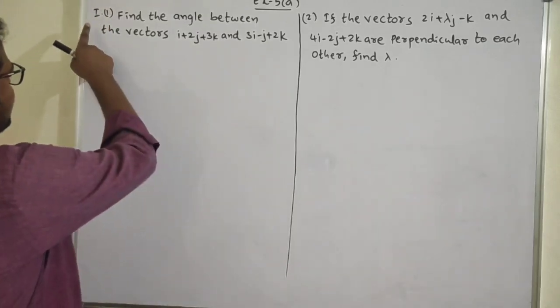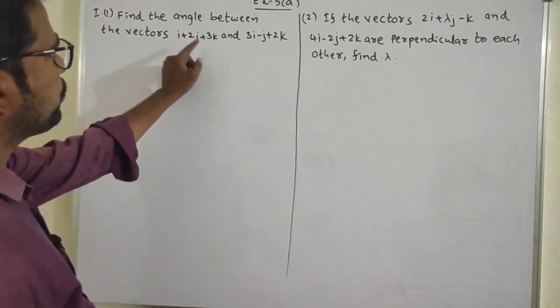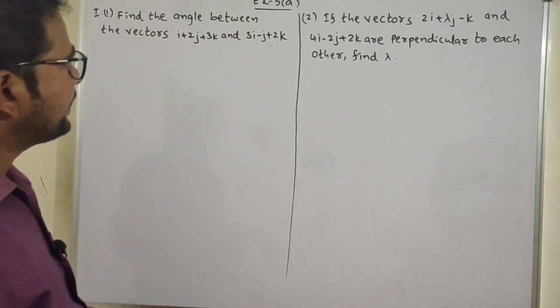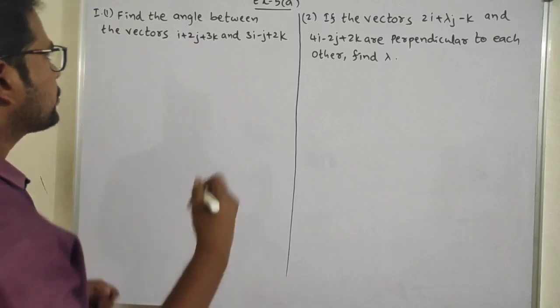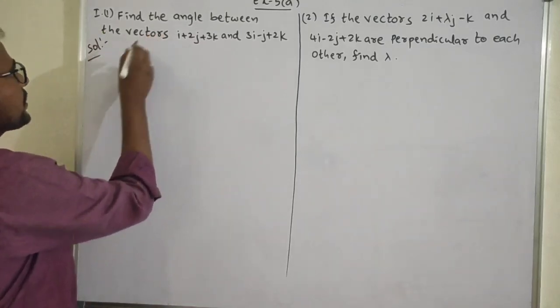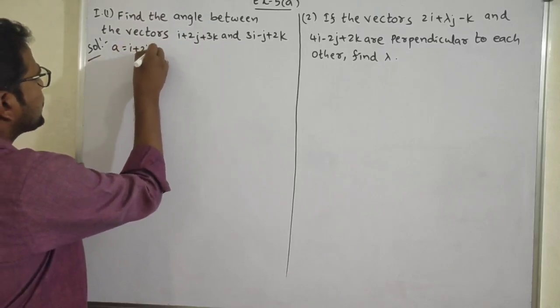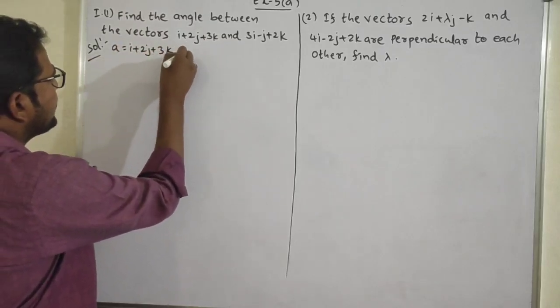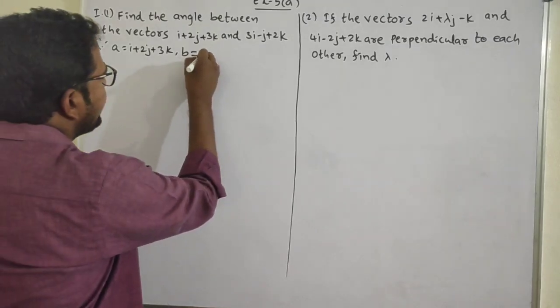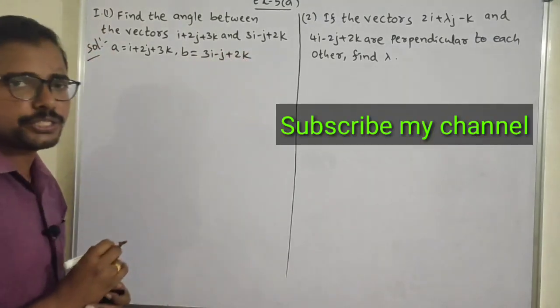Now first section, first question: find the angle between the vectors i plus 2j plus 3k and 3i minus j plus 2k. So we have to find the angle between two vectors. What is the first vector given? a is equal to i plus 2j plus 3k and b is equal to 3i minus j plus 2k.